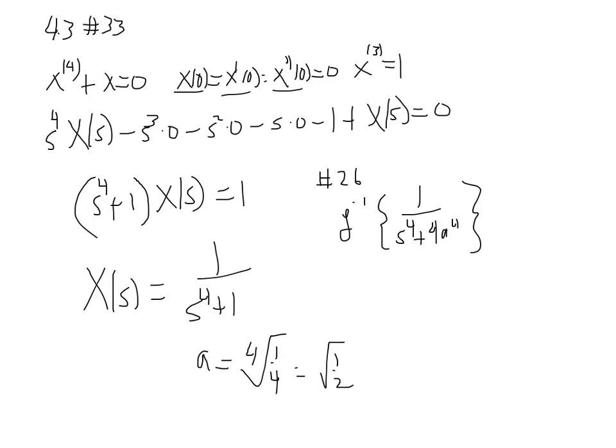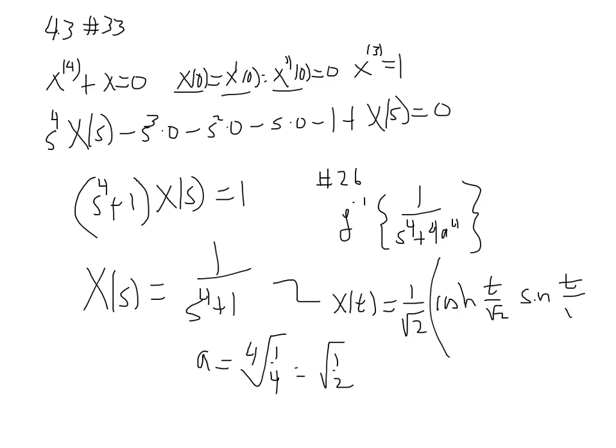Okay, so you're going to use that formula, and you should get x of t is 1 over the square root of 2, and you're going to have a mixture here. This is an interesting formula. Hyperbolic cosine of t over the square root of 2 times regular sine t over the square root of 2 minus hyperbolic sine of t over the square root of 2 cosine, regular old cosine t over the square root of 2.